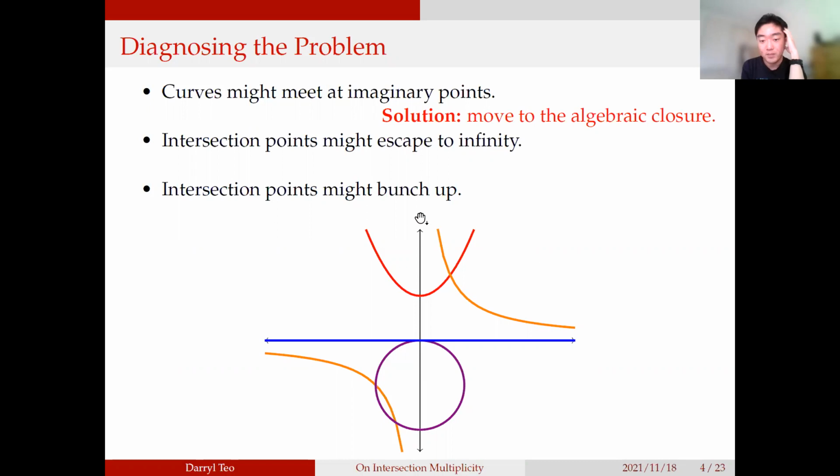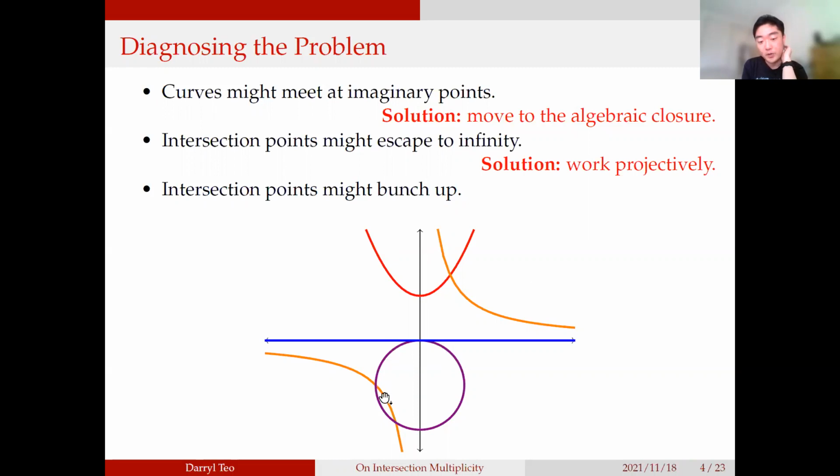The second problem is that the intersection points might escape to infinity. We know that the hyperbola, even though it does not meet the line, does asymptotically get to the line at plus or minus infinity. And the way to account for points at infinity is, of course, to move to the projective plane. The third problem, and the one which this talk will specifically address, is intersection points bunching up.